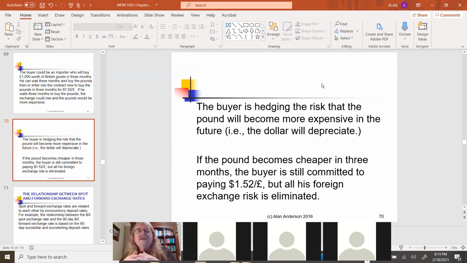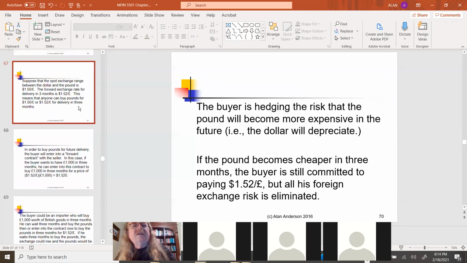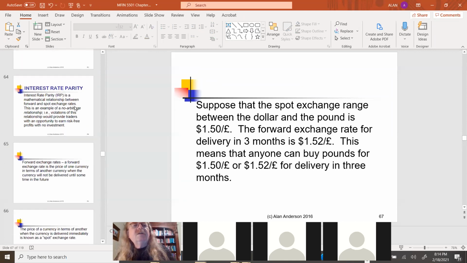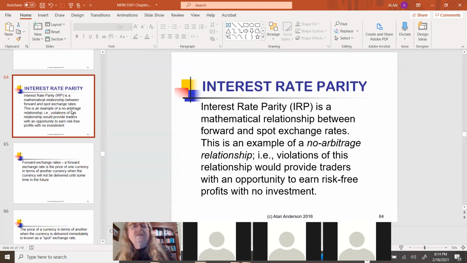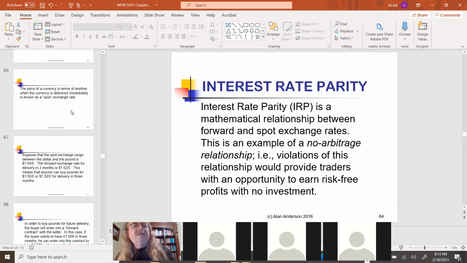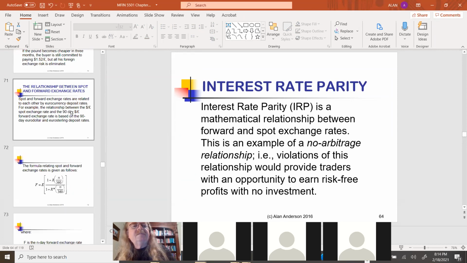So I think you'll agree that this is a very good strategy for hedging risk. And that's why these things are so popular. The volume of trading in these things is massive, beyond belief massive. And that's because they're so convenient. So the rate that you're quoted is the forward exchange rate.